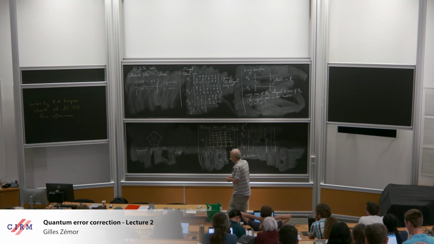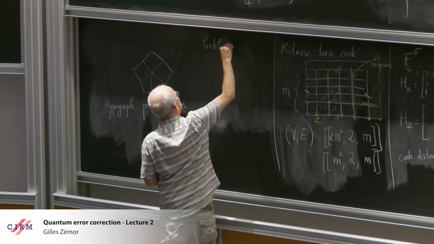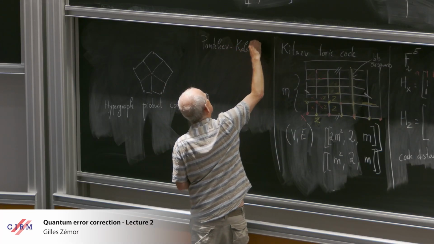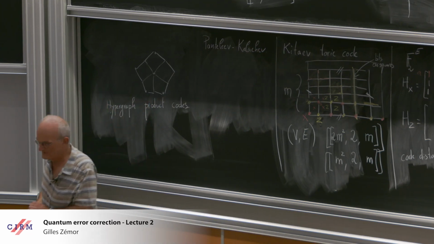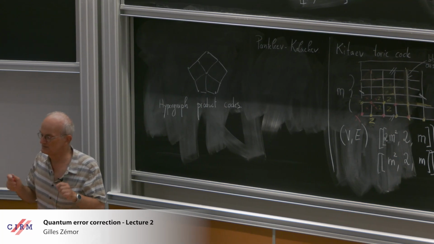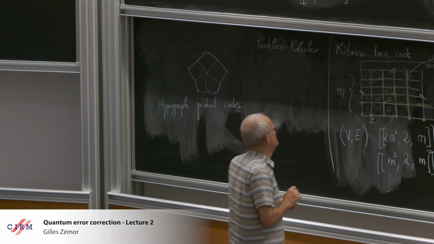And finally, that would be the conclusion. In 2022, we had the Panteleev-Kalachev construction that achieves a minimum distance that grows linearly with n for LDPC codes, and also a dimension that grows linearly with n.